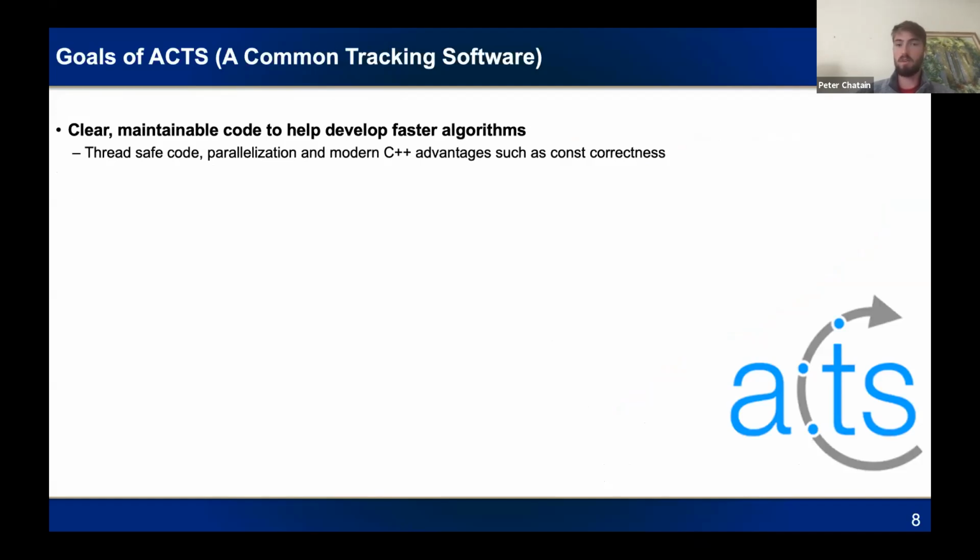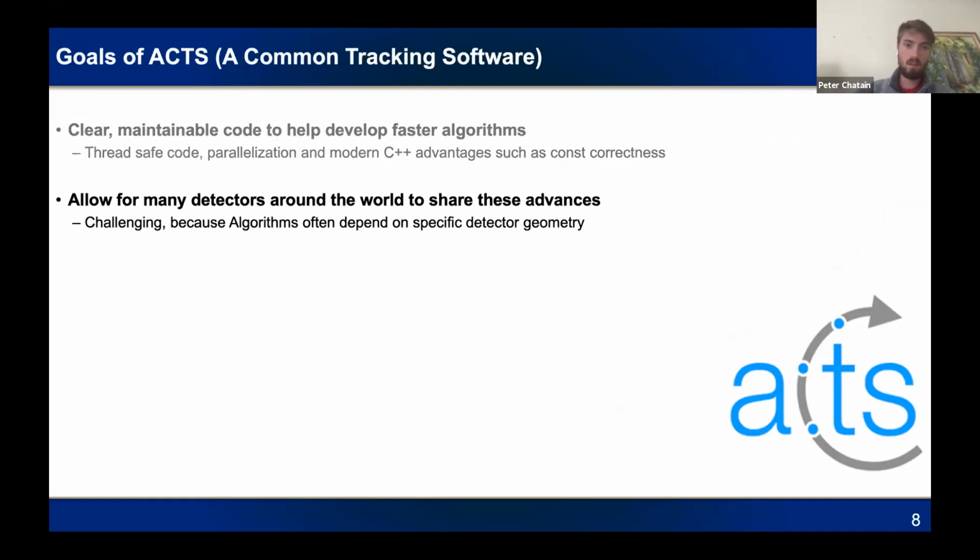And so the code is written to be thread safe, and this allows for parallelization, and it's also written to be maintainable. So it uses modern C++ advantages, such as const correctness. And then what's really challenging is that they want to allow these advantages in the tracking algorithms to be used on different detector geometries. So ACTS has implemented a generic detector, and then they want to be able to have the algorithms run on many different detectors. And this is really challenging because a lot of the algorithms depend on the specifics of the detector geometry.